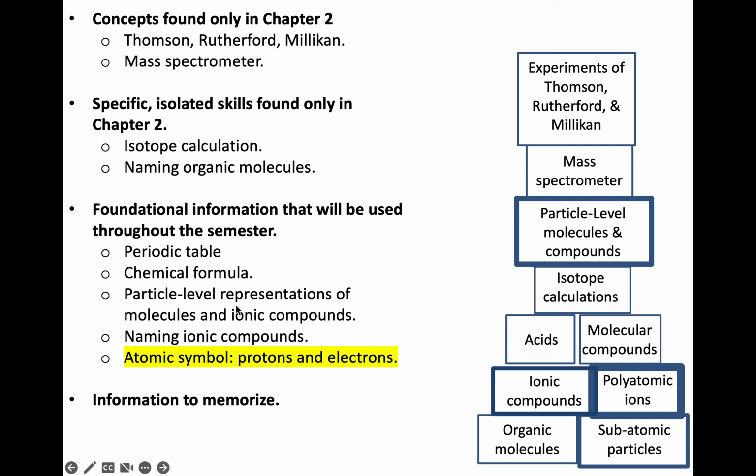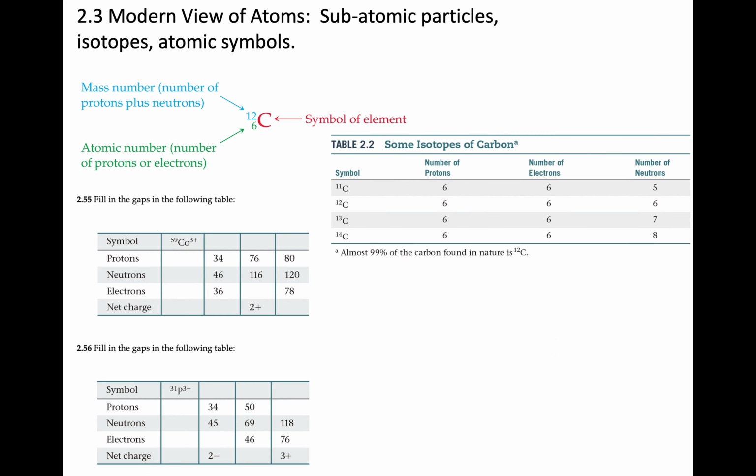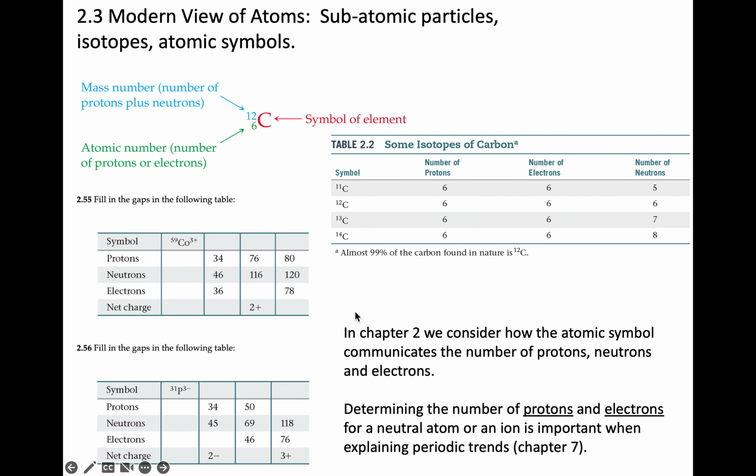Another foundational essential skill we want is interpreting atomic symbols, especially in terms of the number of protons and electrons present. In Chapter 2, atomic symbols are introduced, and they're used as a shorthand that can describe the number of protons, neutrons, and electrons present. So in Chapter 2, we're interested in all of those parts.